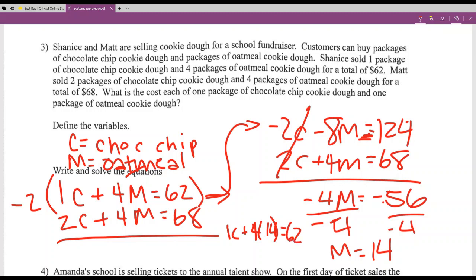And no, that's not what I wanted to multiply. 4 times 14 is 56. Let's see. Shoot.